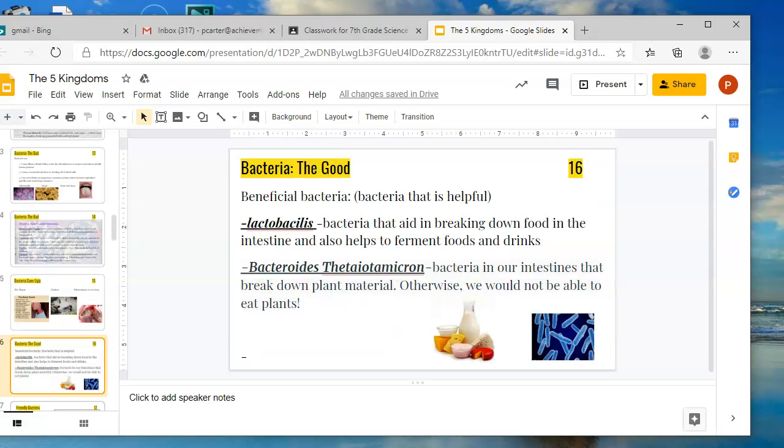Bacteria, the good. Beneficial bacteria that is helpful. Lactobacillus, a bacteria that aids in breaking down food in the intestines and also helps to ferment foods and drinks. Then we have Bacteroides thetaiotaomicron, bacteria in our intestines that break down plant material. Otherwise, we would not be able to eat plants.